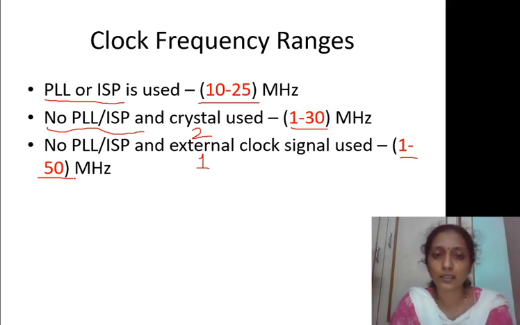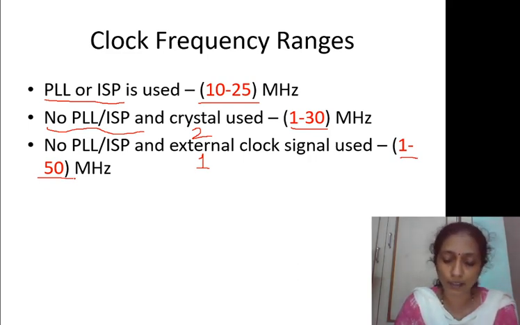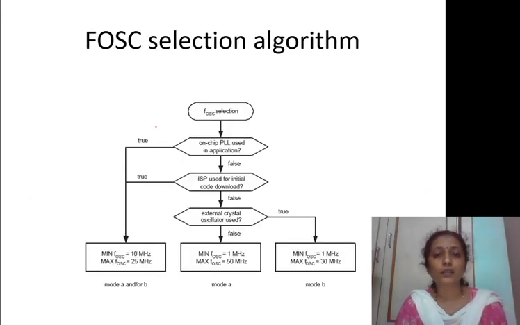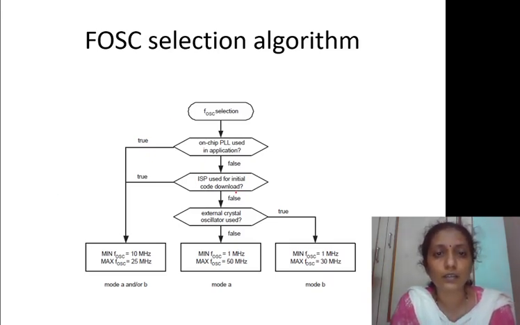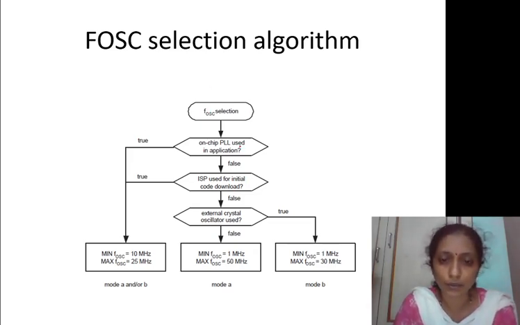So remember, these are the 3 different clock frequency ranges available there: 10 to 25 megahertz, 1 to 30 megahertz, or 1 to 50 megahertz. Okay, the same thing is given here using this oscillator F oscillation selection algorithm flowchart. So in this flowchart you can see that this is the F oscillation selection process.